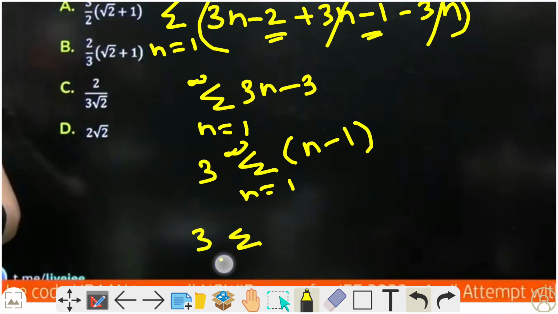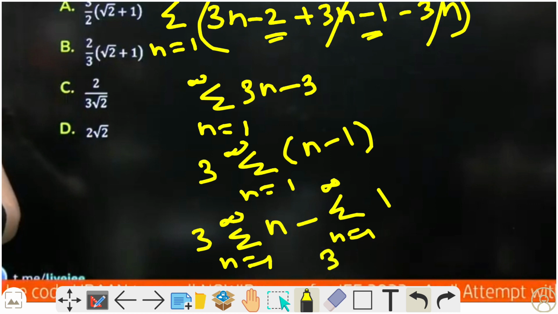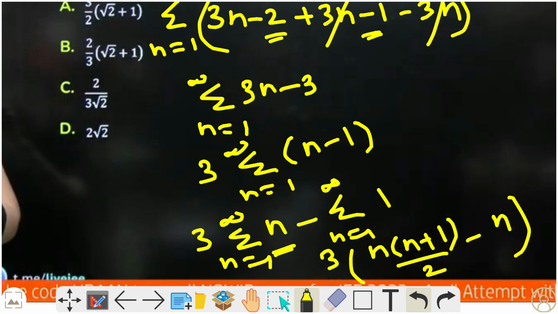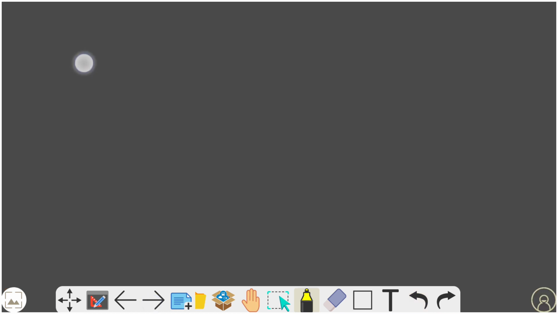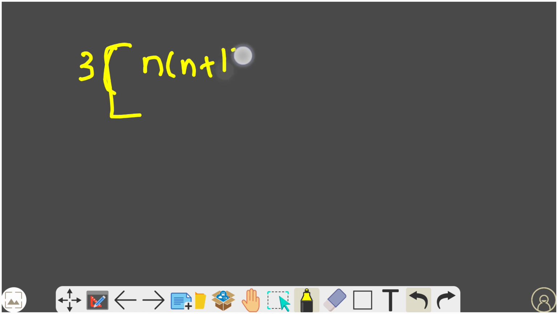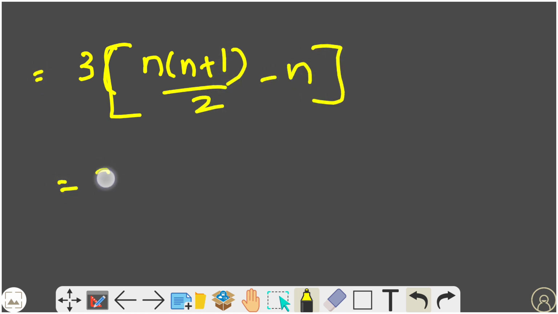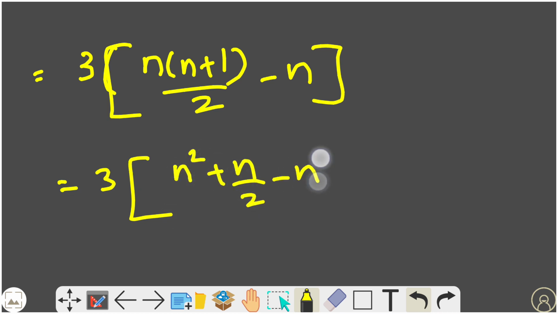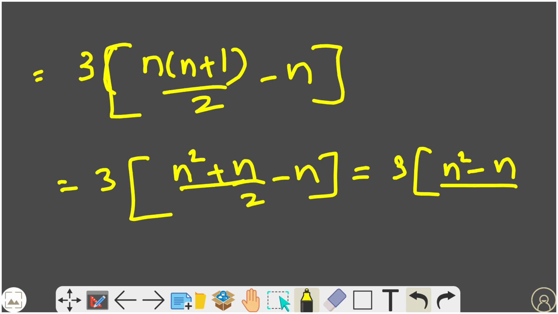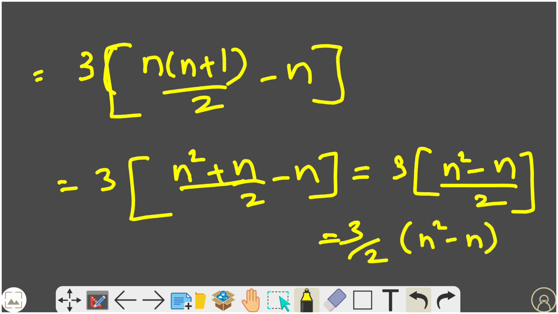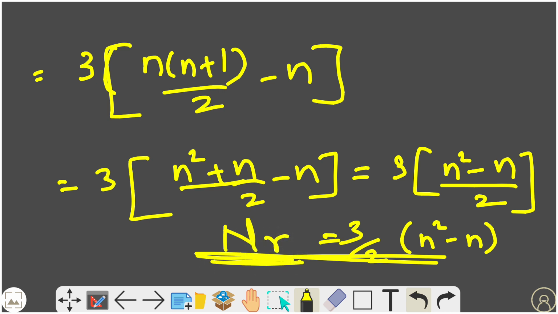Okay, so 3 times summation n equal to 1 to infinity of n minus summation n equal to 1 to infinity of 1. So 3 is a common part, and we know that summation of n is n into n plus 1 divided by 2, minus n. So it can be written as 3 into n into n plus 1 divided by 2 minus n. So 3 times (n square plus n) by 2 minus n. So this is 3 times (n square minus n) divided by 2. So 3 by 2 into n square minus n. This is only for the numerator.